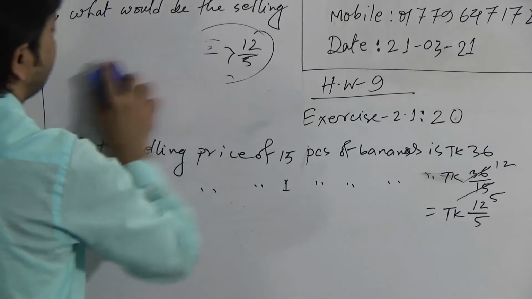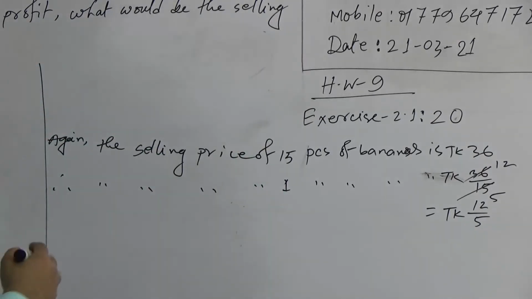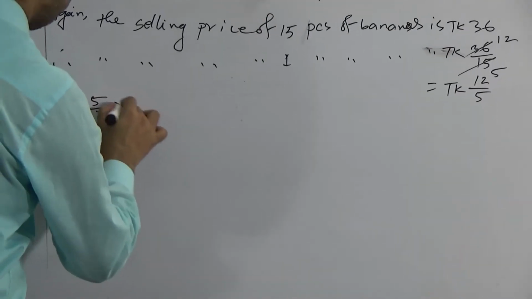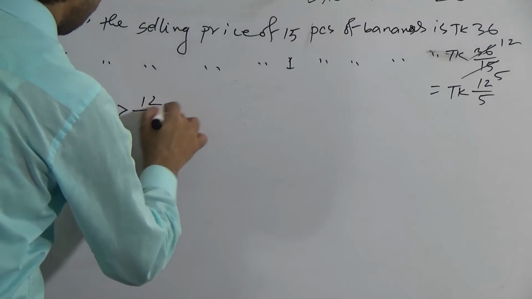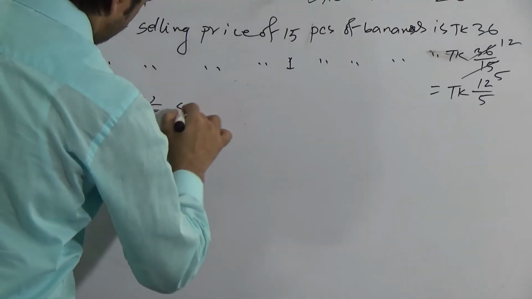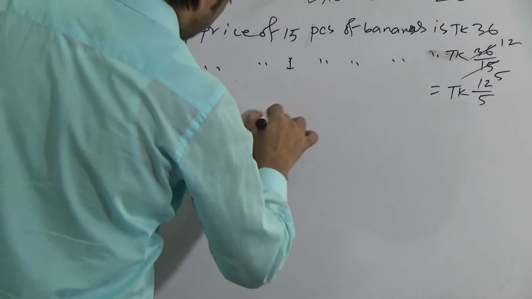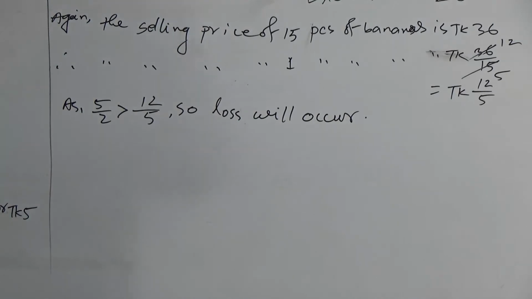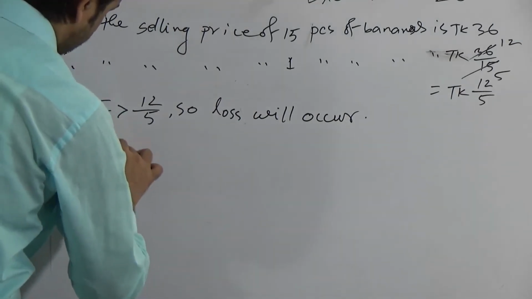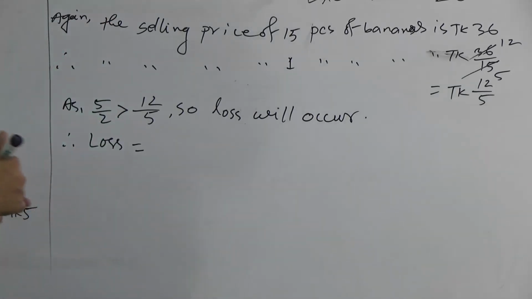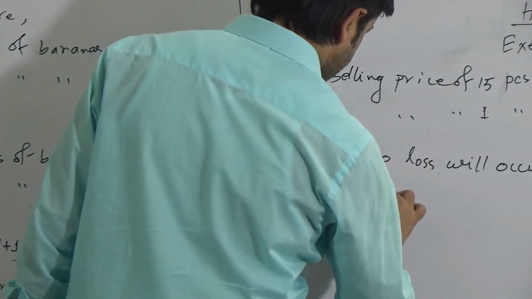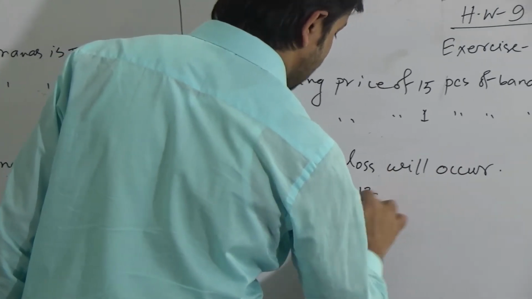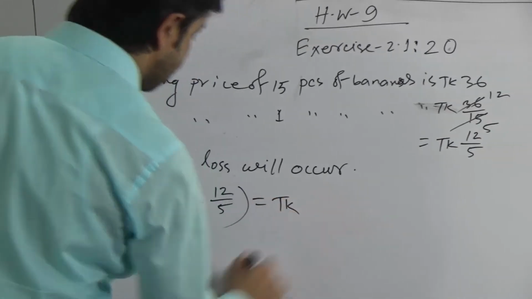So we can say here, as 5 by 2 is greater than 12 by 5, loss will occur. As loss will occur, we can determine the loss amount. Therefore, loss equals, we need to subtract the selling price of 1 banana from the cost price of 1 banana. Here cost price of 1 banana is 5 by 2 minus selling price of 1 banana is 12 by 5. If we subtract, what will we get?